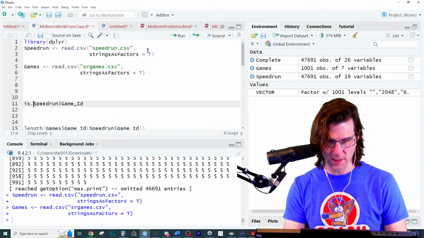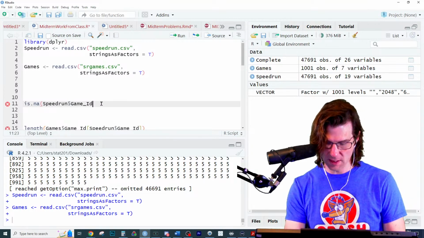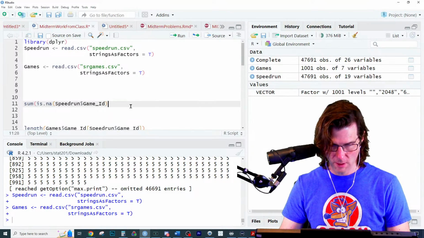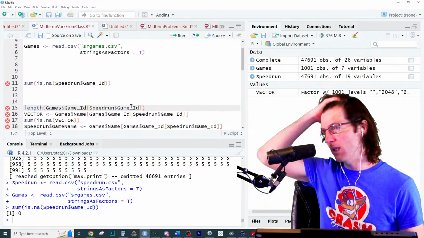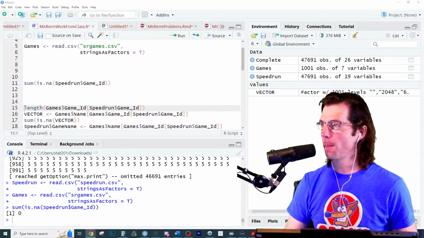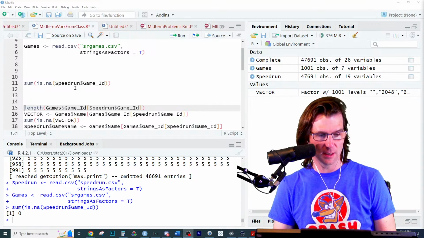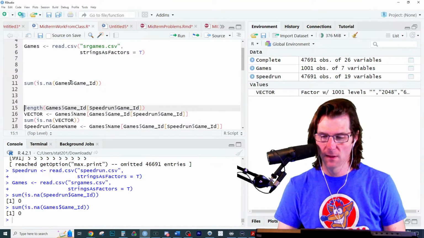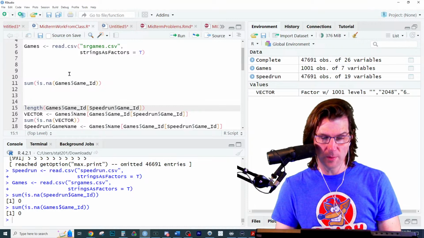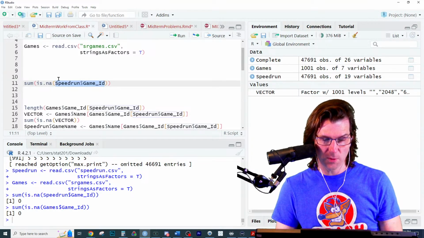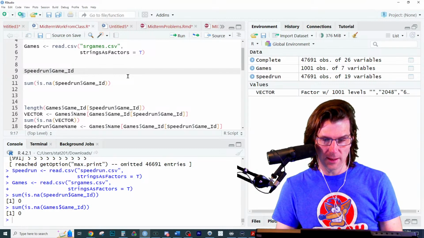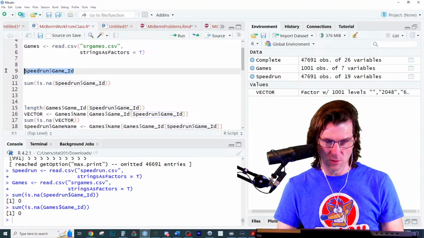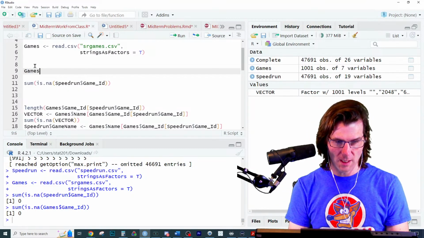We're working on speedrun data right here, is.na. I'm seeing if there's missing data right now, which means people didn't input a value for it. And let's see. No, there's no missing data. It's a good data set. And what we should be able to do is look at the speedrun game ID, and then we should be able to pull up, like I said, we could go to games.